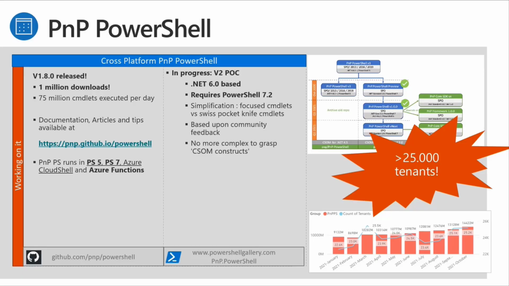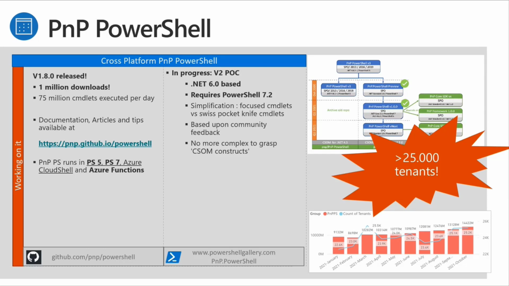All right, PowerShell. For the current one, I think one milestone is the 1 million downloads. So the PowerShell has been downloaded 1 million times. Great. And the amount of executions is just massive, 75 million cmdlets executed each day. Just do the math and calculate how many that is per second. You should actually do that.